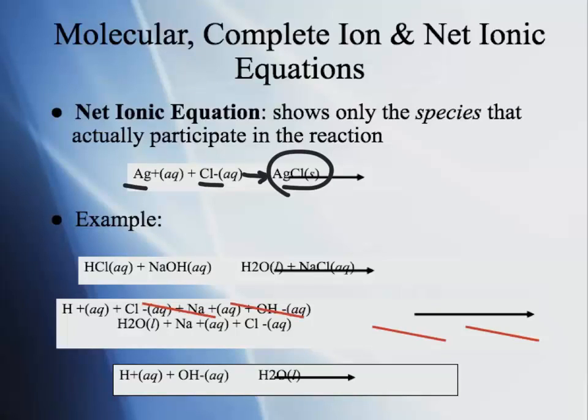So we've got molecular equations that show just the neutral formulas. We can have complete ionic equations that show all of the ions that are involved in the reaction, and then we can get rid of those spectator ions that don't do anything, and we can just show what's called a net ionic equation, which shows what is actually going on that we actually care about. Okay, so let's take a look at one more example.